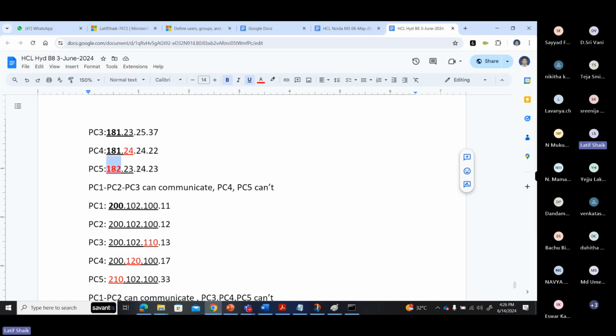Here, the first portion is different. But PC1, PC2, PC3, all the first portions are same. First and second portions are same. So they will communicate with each other because it's a class B.